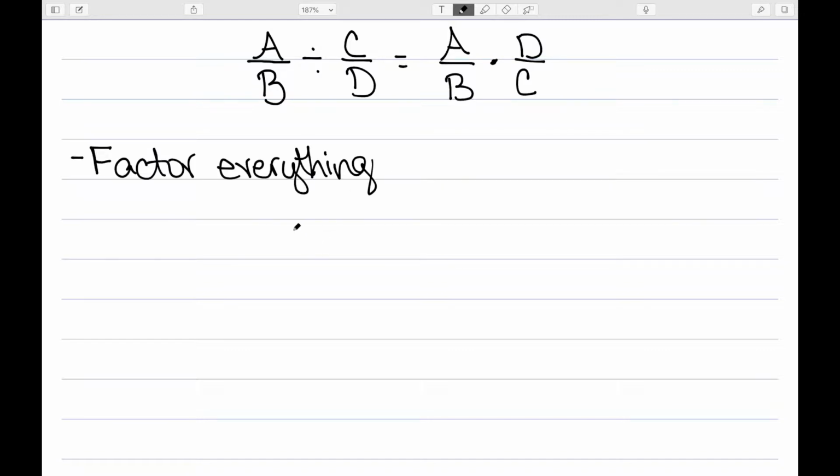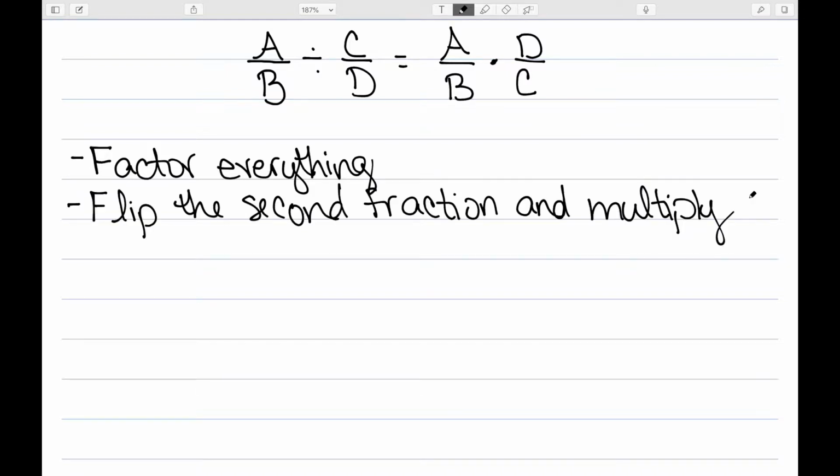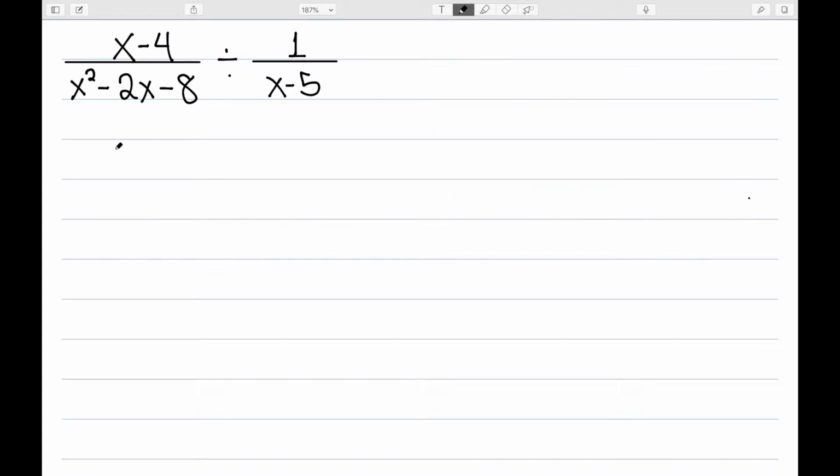Our first step would then be to start by factoring everything, just like it was for multiplication. We then go to our second fraction, we flip it over, and we multiply. So from there, we use the steps for multiplication. So let's look at some examples of this. Here's my first example. And our very first step is to start by factoring.